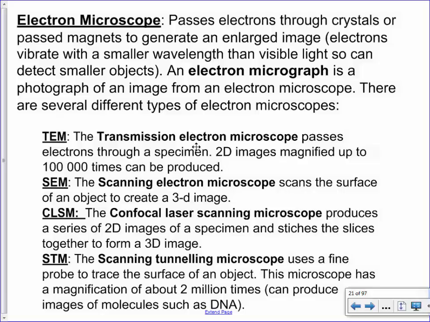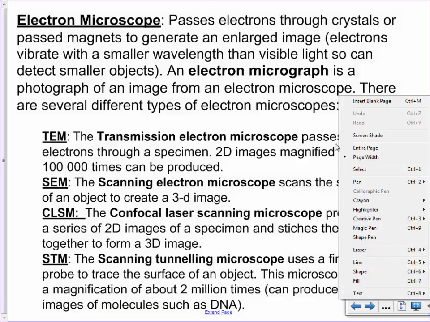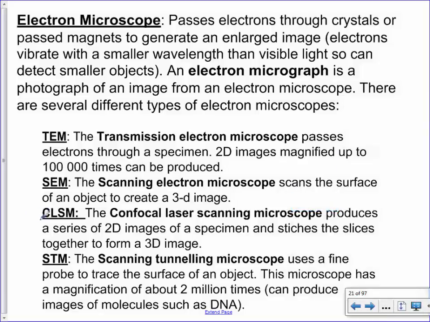So transmission electron microscopes, you put electrons through a specimen, but it gives you 2D images. Scanning electron microscope gives you the outside edge of a specimen, and it's a 3D image. Confocal, in my mind, I think of as being similar to the transmission. It gives you a bunch of 2D slices, but if you put all these 2D slices together, it makes a 3D image. And then scanning tunneling is probably the smallest one. It can trace the surface up to 2 million times zoom, which is just amazing in terms of how small it is.